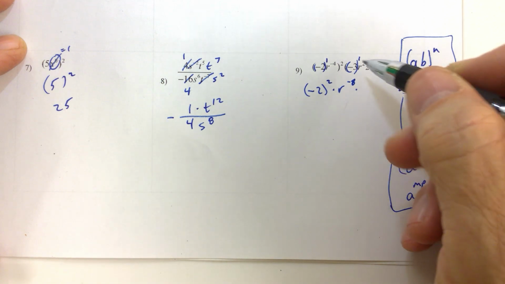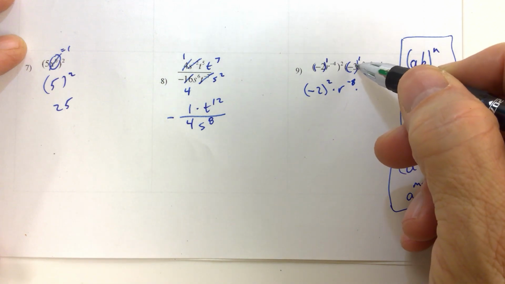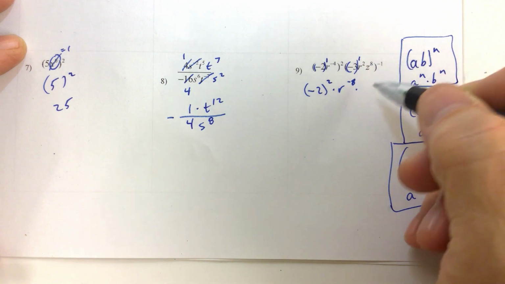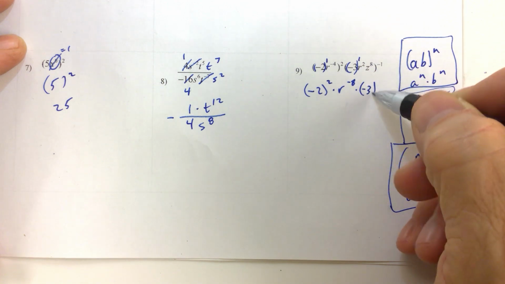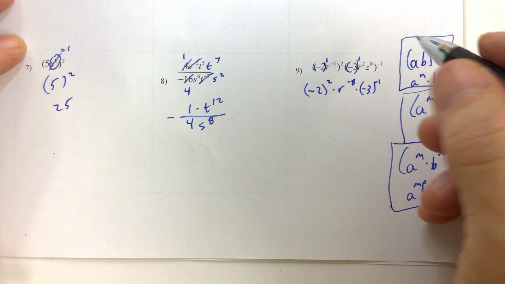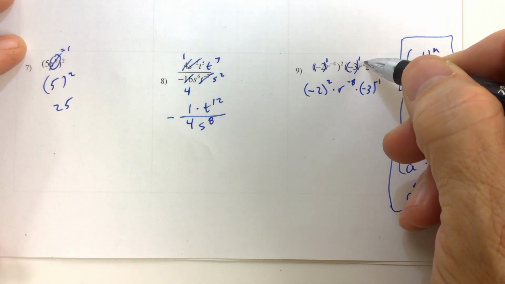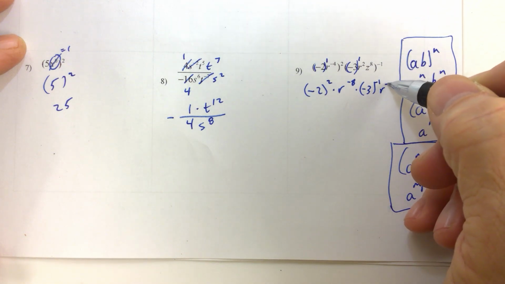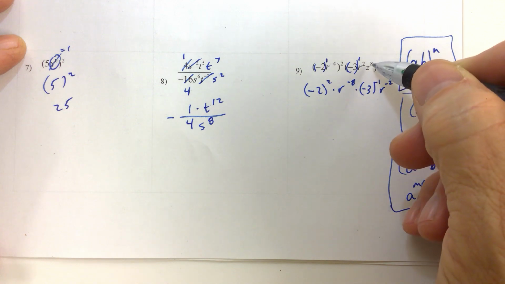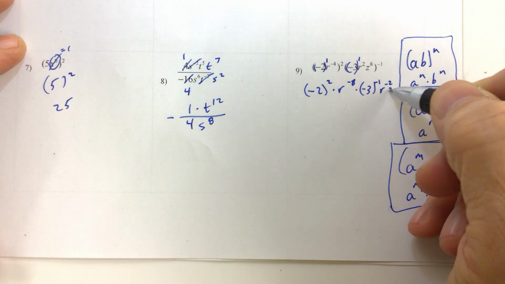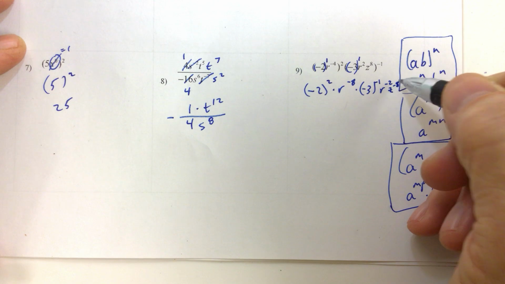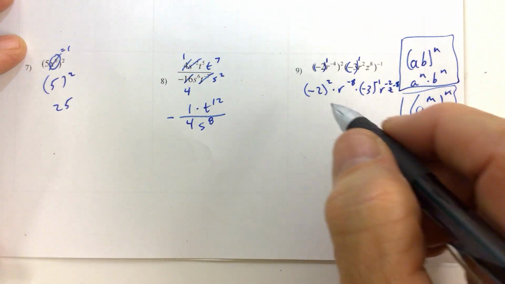All right, on to this one. We have negative 3 to the 1 times negative 1. So we have negative 3 to the negative 1. I'm running out of room. Then we have r to the 2 times negative 1, which is r to the negative 2. And then we have z to the 8 times negative 1, which is z to the negative 8. I can squeeze it in there.